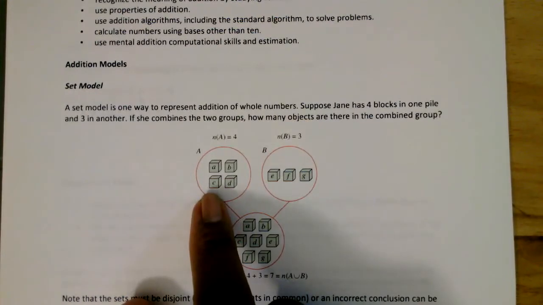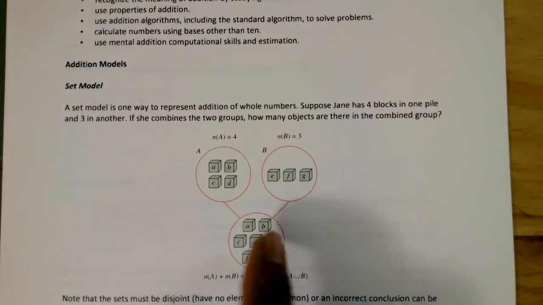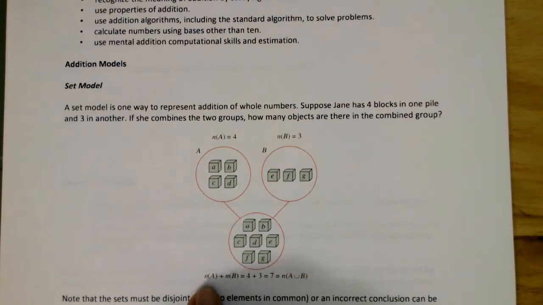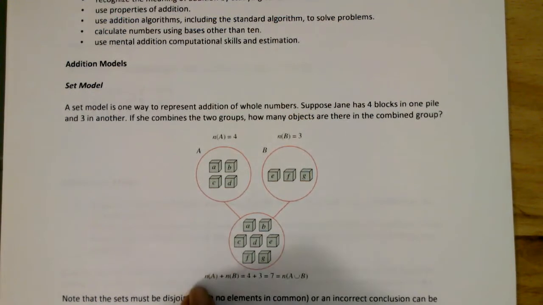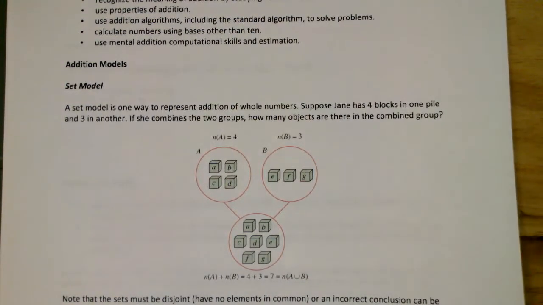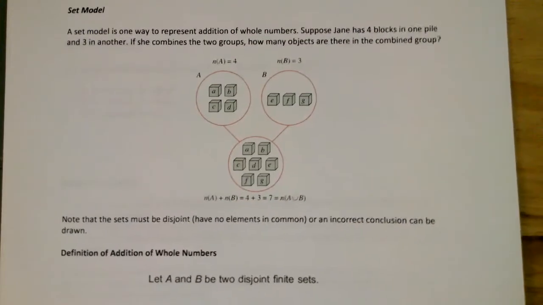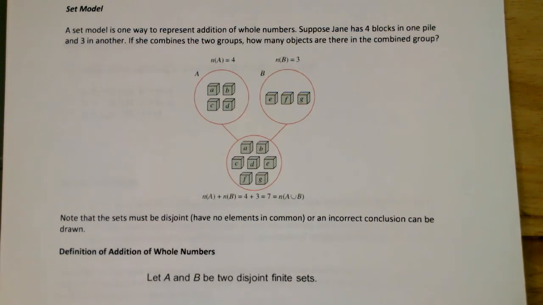So here the number of blocks in A is 4, the number of blocks in set B is 3. If you combine the two groups, you'll see that the total number of blocks in that combined group will be 7. So that means a number in set A plus a number in set B, that will be 4 plus 3, which is 7. And that represents the number of objects in A union B. And note that the sets must be disjoint. In other words, they have no elements in common, or an incorrect conclusion can be drawn.